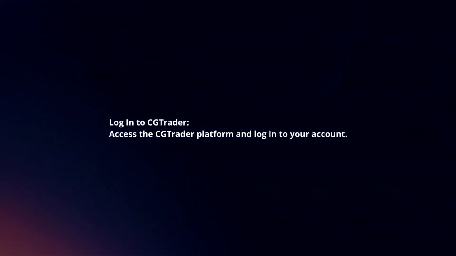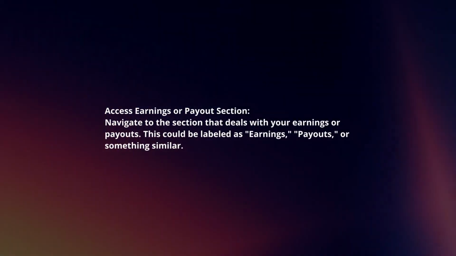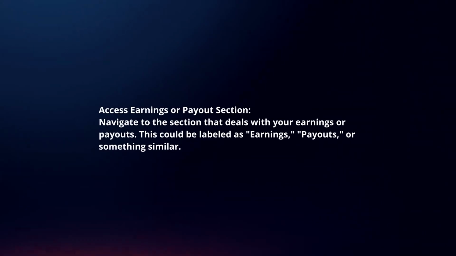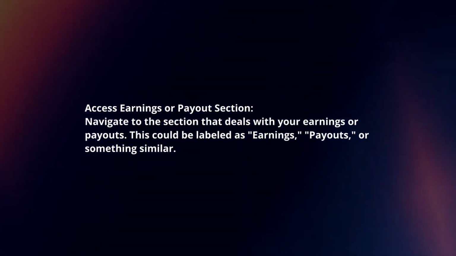Log into CGTrader. Access the CGTrader platform and log into your account. Access the earnings or payout section. Navigate to the section that deals with your earnings or payouts. This could be labeled as earnings, payouts, or something similar.